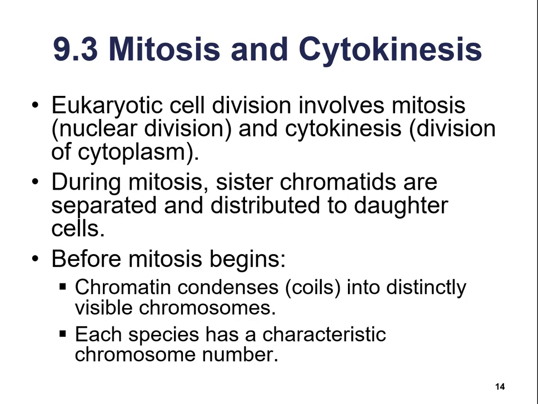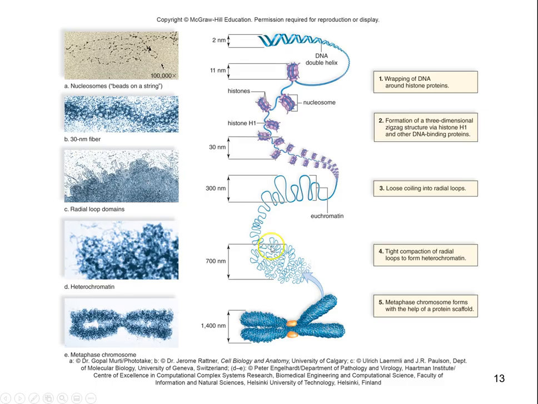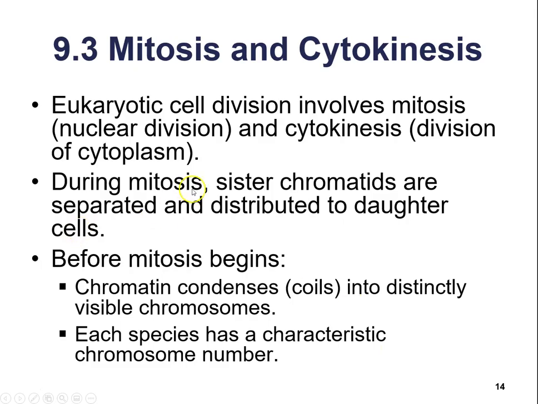Now we want to talk about mitosis, which is nuclear division, and also cytokinesis, which is division of the cytoplasm. I already said this. If we talk about cell division in general, both mitosis and cytokinesis. So during mitosis, those sister chromatids, here's one chromatid, here's another, are separated and distributed to those daughter cells.